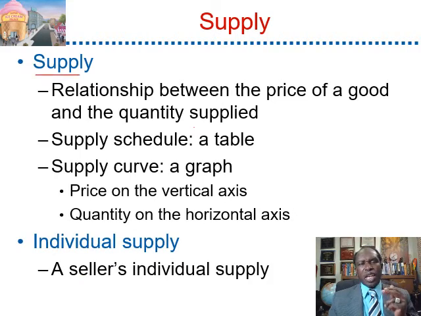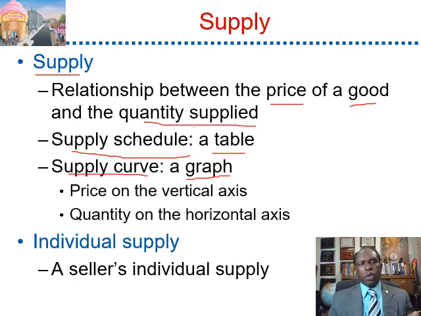Supply is the relationship between the price of a good and the quantity supplied. So the supply schedule is a table with the price of the good and the quantity supplied. The supply curve is a graphical representation of the supply schedule. We're going to put the price on the vertical axis and the quantity on the horizontal axis.